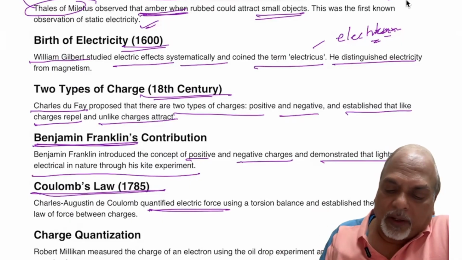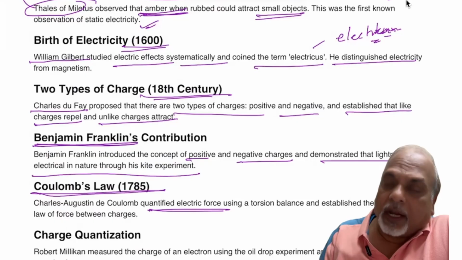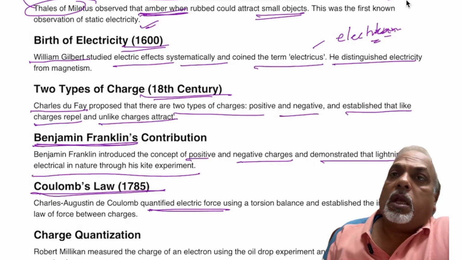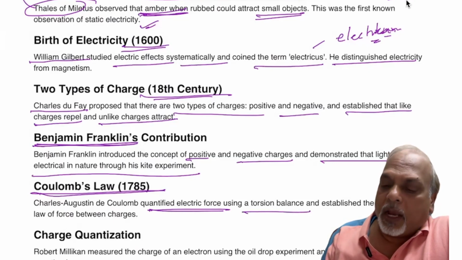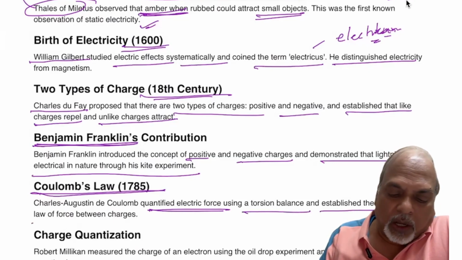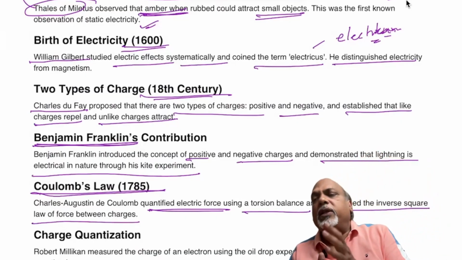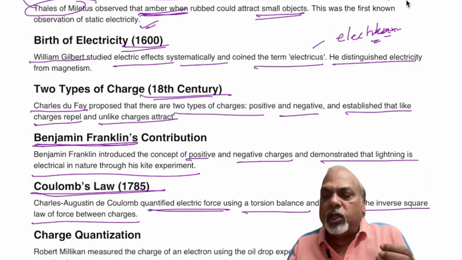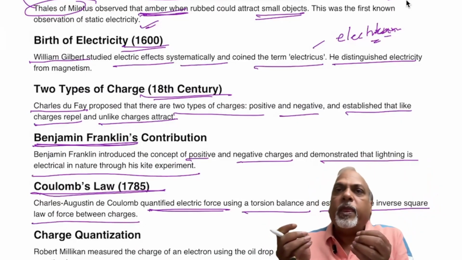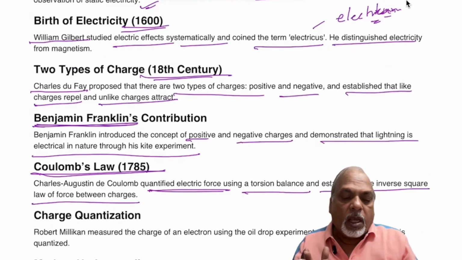And he quantified these electrical forces using a torsion balance and established the inverse square law of force. He found that this force is basically inversely proportional to the square of the distance between the charges. Correct?